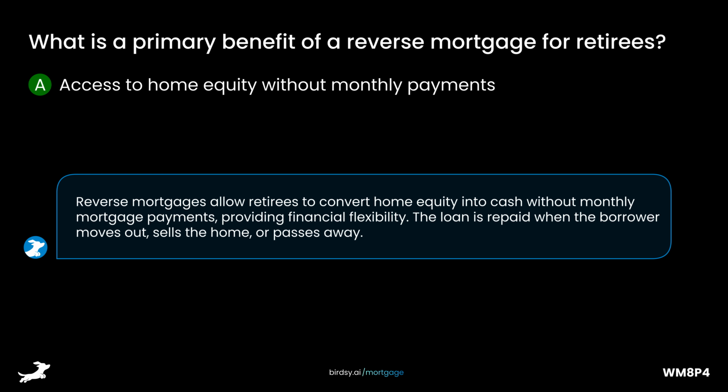Reverse mortgages allow retirees to convert home equity into cash without monthly mortgage payments, providing financial flexibility. The loan is repaid when the borrower moves out, sells the home, or passes away.